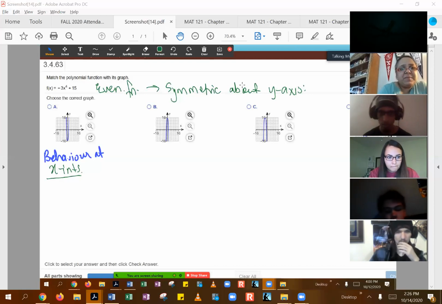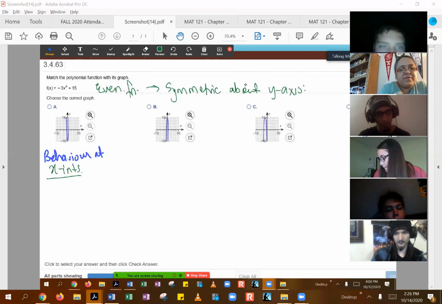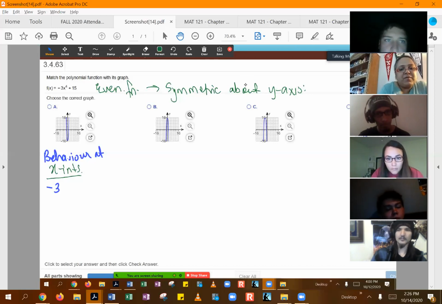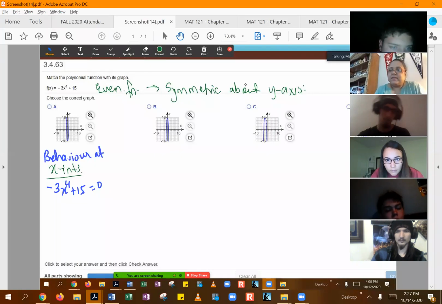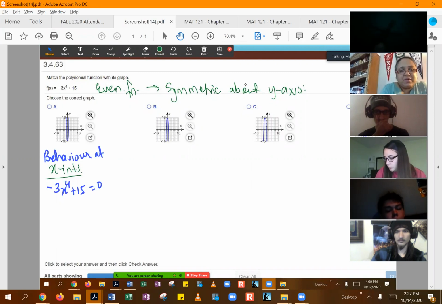So I would say go with whichever method you are most comfortable with. And this one actually being a fairly simple example, that's fine, not a problem, Oliver. Whichever method you are comfortable with, go with that. But basically the idea is find out what your x-intercepts are going to be. So for this one, if we take our -3x to the 4th plus 15 and set it equal to 0, then that can help us come up with what our x-intercepts are going to be.